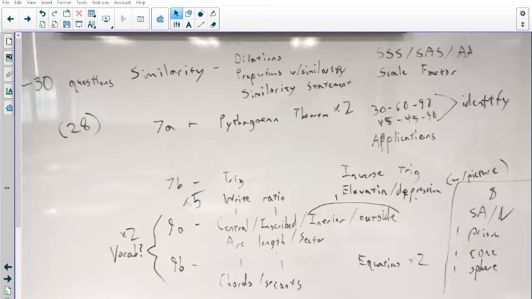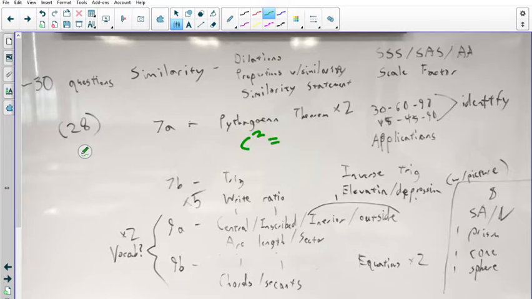Next chapter is chapter 7. And chapter 7 was all about solving right triangles. So any information that involved solving out right triangles. So first off, the first thing we talked about with right triangles was Pythagorean Theorem.